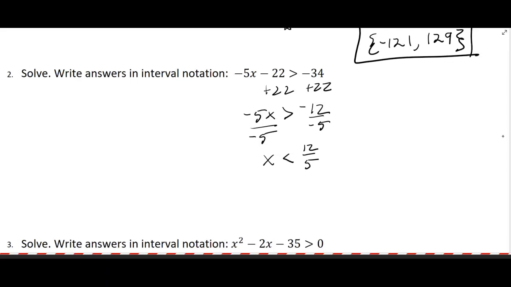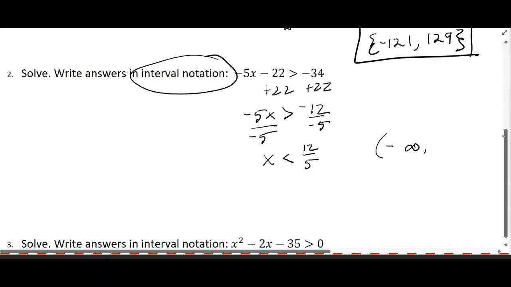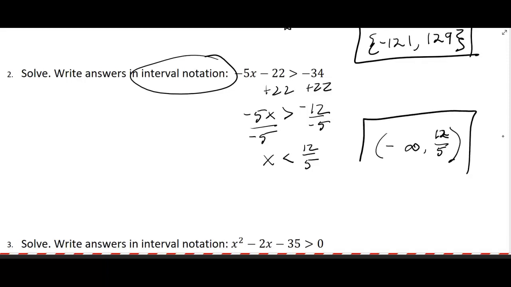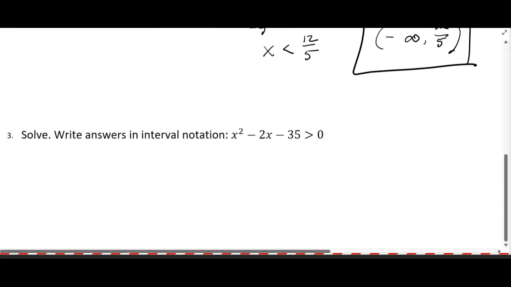You do have to put this in interval notation. It says that, and I did take off if people didn't do that. You've got to get used to the interval notation. We want numbers less than 12/5. So we're going from negative infinity to 12/5. We're not going to include the 12/5 because we don't want it to be equal to. So it's kind of messy, but negative infinity to 12/5.